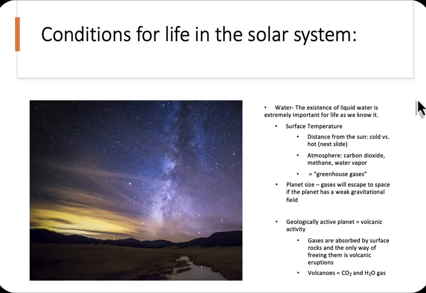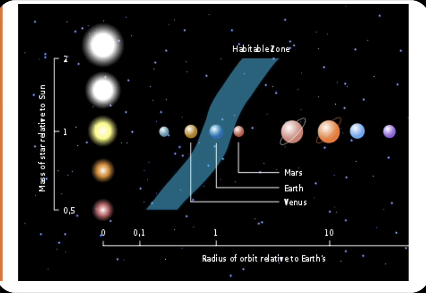All of these things are important for life as we know it to develop. Taking a closer look at surface temperature, we have the distance from the sun. Depending on the kind of star, we have cooler stars and warmer stars. Our sun is this kind of star. It's a class 1 here.